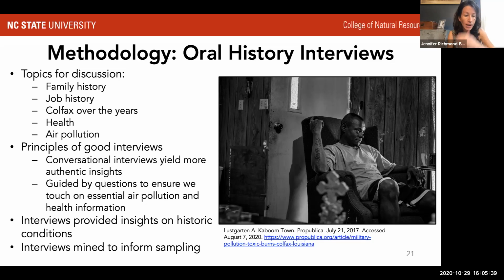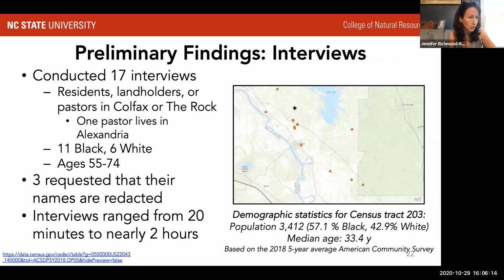The interviews provided insights on the historic conditions, which has really informed our understanding, not just about what people have seen in the last few years, but how the changes in the town over time have lent themselves to a facility like Clean Harbors really growing without notice for a long time, and then all of a sudden operating the way that they have. And we're going to be further mining those interviews to inform our sampling process that's going to be taking place in the next few months.